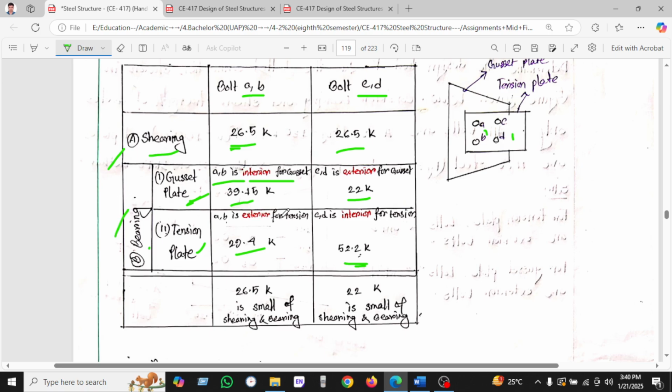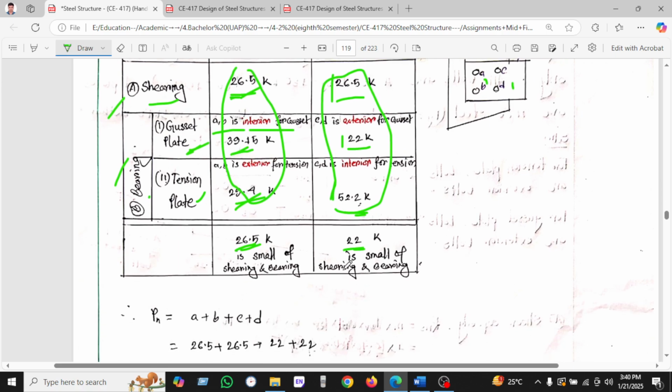So of all three values, 26, 39, and 29.4, we have been seeing the 26 is the small value. That's why we are taking the small value. On the other hand, we have been taking the 26, 20, and 52. Of all three values, we have been taking the 22 as the small value. So 22 is a small value of shearing bearing. So that's why we will use 22.